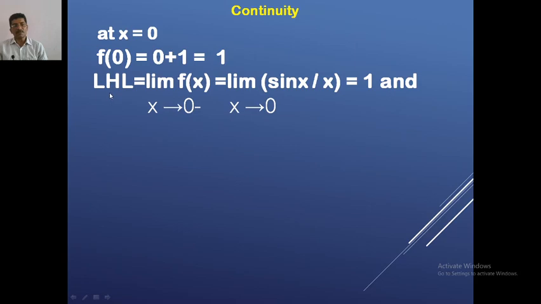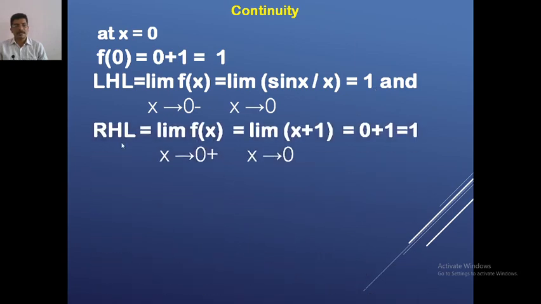Next, find the left-hand limit. The limit of f of x as x tends to 0 minus, the left-hand side of 0. On the left-hand side of 0, the function is defined as sin x divided by x. We are finding the limit of sin x by x as x tends to 0, which is a standard result. Its value is equal to 1. 1 is a finite real number. Here the left-hand limit exists and its value is equal to 1. And find the right-hand limit.